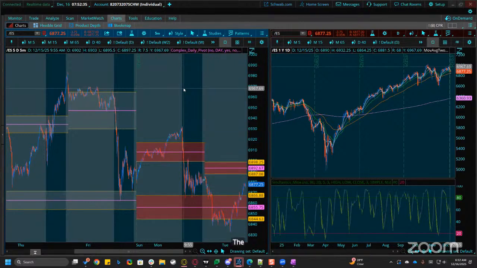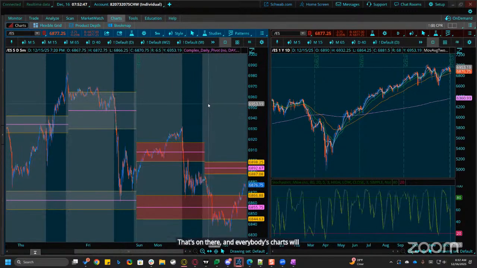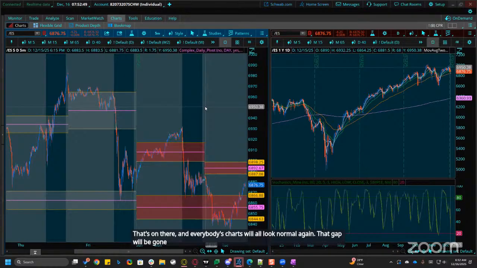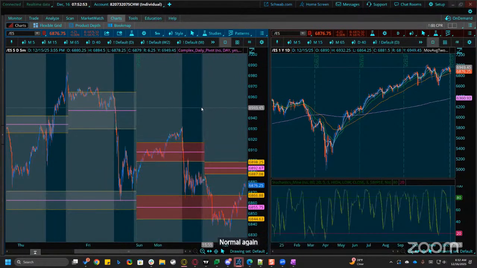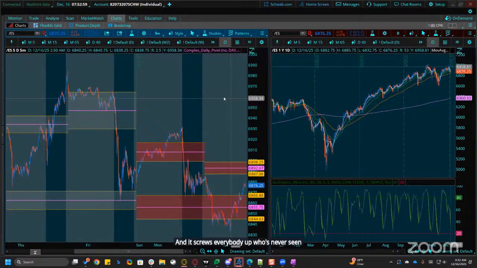The charts are going to be screwed up for about 3 days, at worst a week. And when we come in next week, you won't see that big 100-point gap that's on there, and everybody's charts will all look normal again. That gap will be gone, everything will be normalized, and it'll just be normal again. Until then, it's always a weird week, and it screws everybody up who's never seen it before.